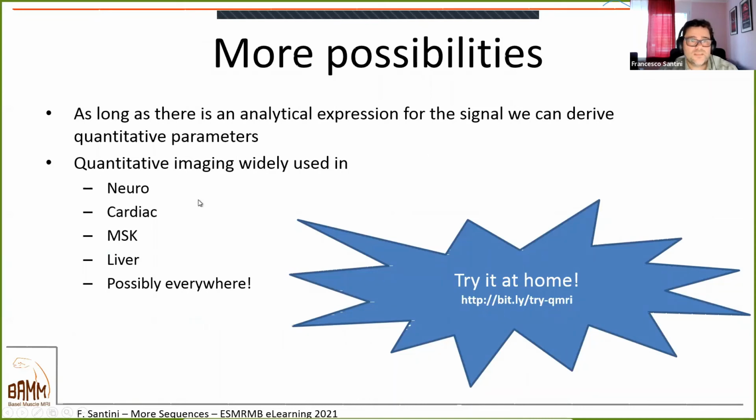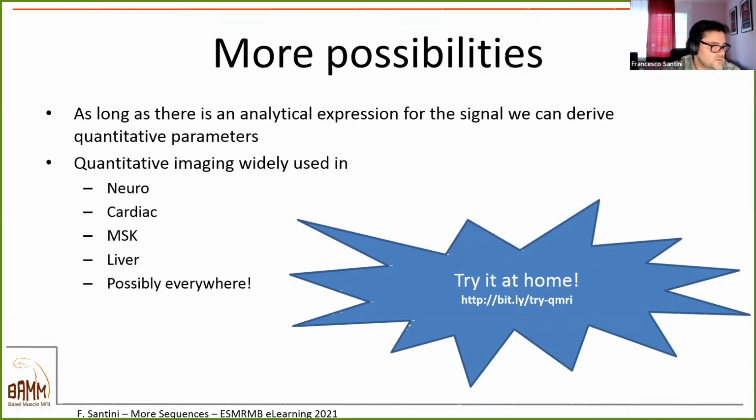Quantitative imaging is used as shown in cardio, because I worked a lot in cardio, but it's used also in liver, musculoskeletal, neuro. And if you want, I have this Jupyter notebook that you can try, with very simple T1 and T2 mapping. Remember, bit.ly/try-QMRI. I'll just write it here, bit.ly/try-QMRI. It might not work right now because Jupyter changed something, and the interactivity might not work. But you can try it, and I will try to fix it in the next few days if it doesn't work.